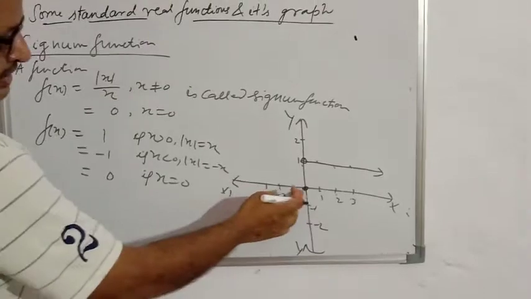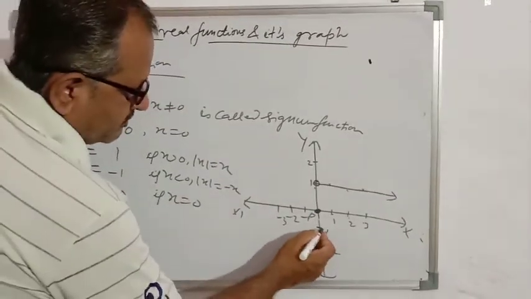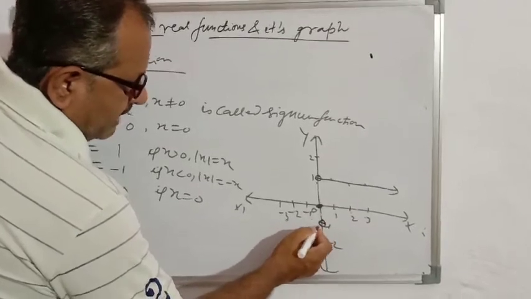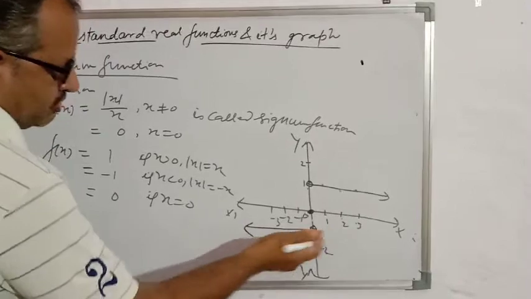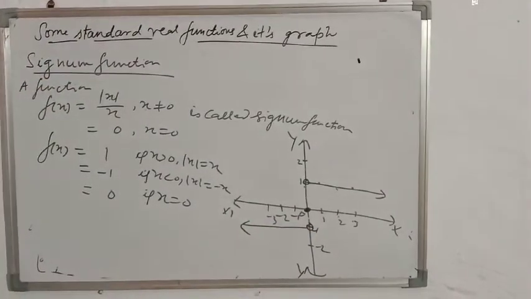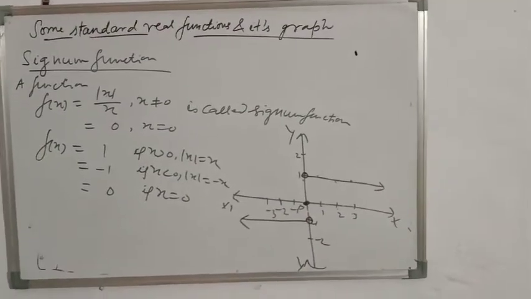X less than 0 means negative direction of x axis, its value is minus 1. So minus 1 is this one. Again we will make a blank circle here. And minus 1 constant function, so draw a line parallel to x axis. So it is the graph of the signum function.